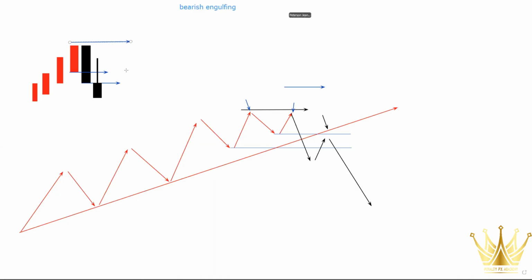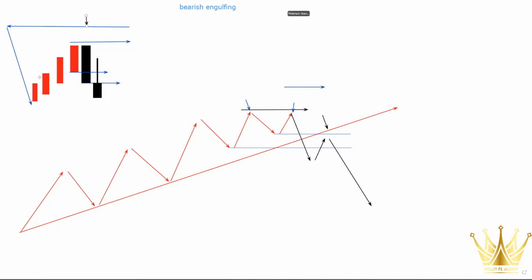Now, preferably, I would like to use the previous high to place my stop loss, okay? The previous high, like so, to place my stop loss, meaning my stop loss will go on top, like so. My stop loss will go on top of here, okay?